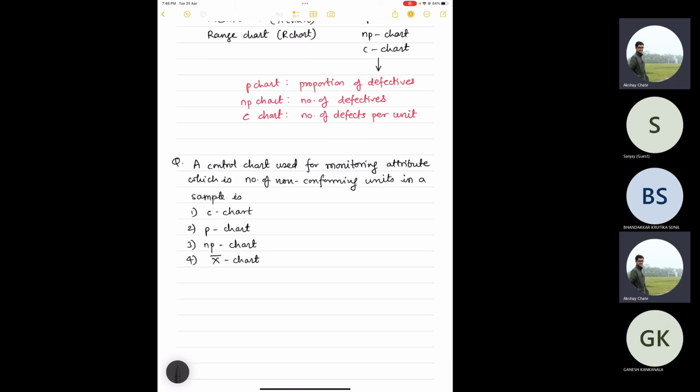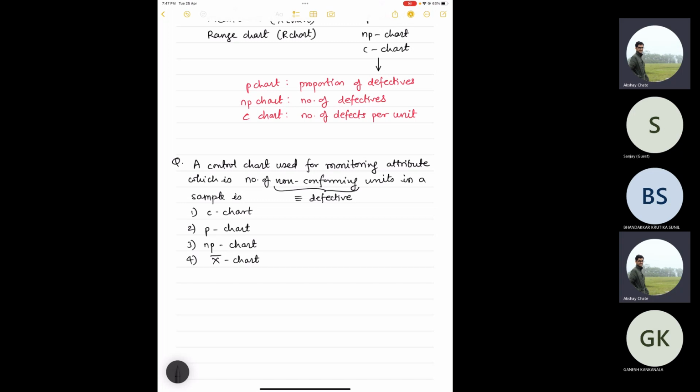Still somebody said third option. So, okay, NP chart. Yes. Because you are counting the number of non-conforming units. Non-conforming, this word is just a fancy word, but it is equivalent to saying defective. It is a synonym. So they will just confuse you with this fancy language.